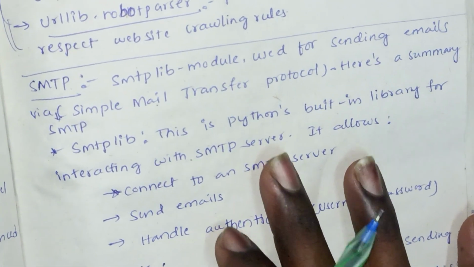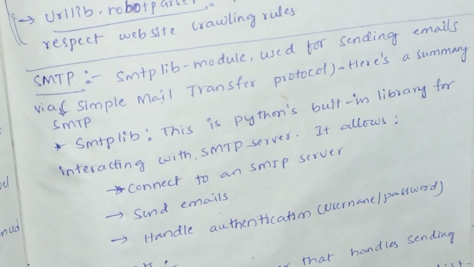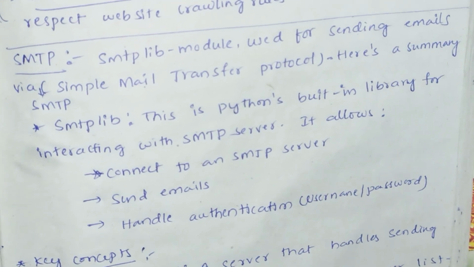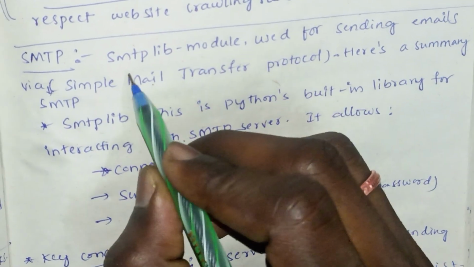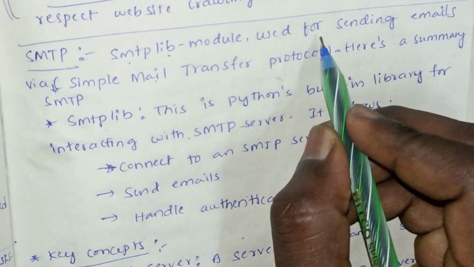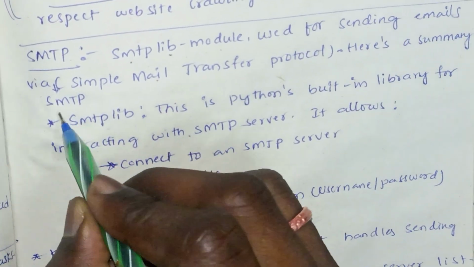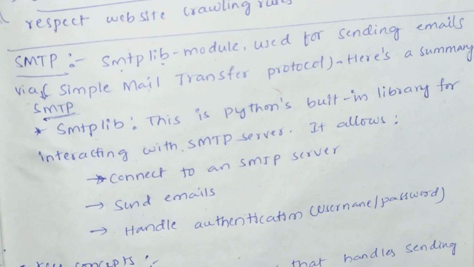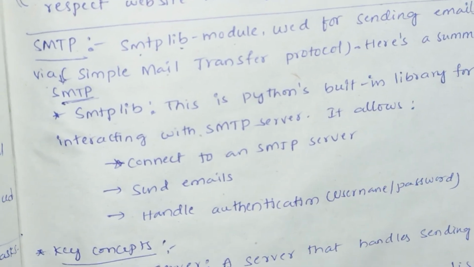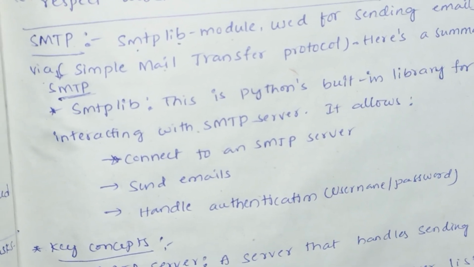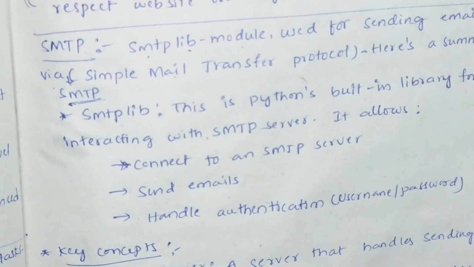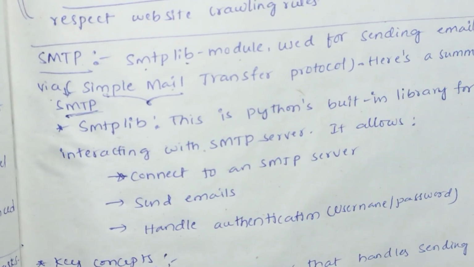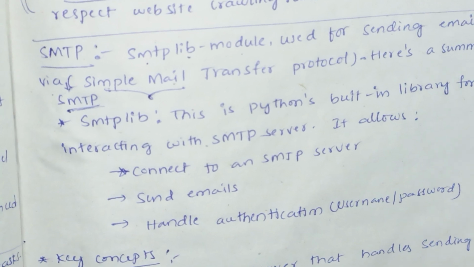Okay, next SMTP. What is the smtplib library? This is also one of the libraries. The smtplib module is used for sending emails via SMTP, from one user to another user. SMTP stands for Simple Mail Transfer Protocol. Simple mails are transferred from one person to another, so that is the Simple Mail Transfer Protocol.